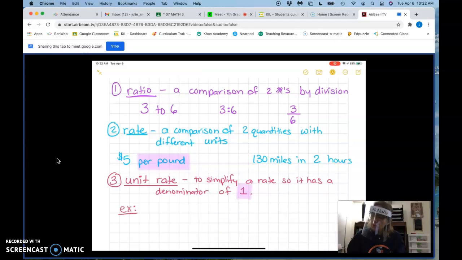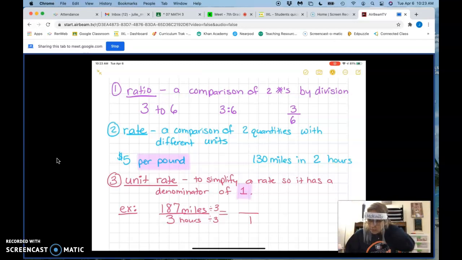It's really easy. So for example, if I went 187 miles in 3 hours. Now I know this is a rate because it has two different units, miles and hours. But I want to turn it into a unit rate and get a 1 on the bottom. So the way that I turn it into a unit rate to get a 1 on the bottom is I divide the top and bottom by whatever's on the bottom. So basically you just do 187 divided by 3.